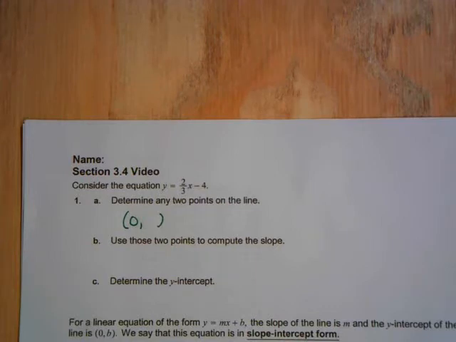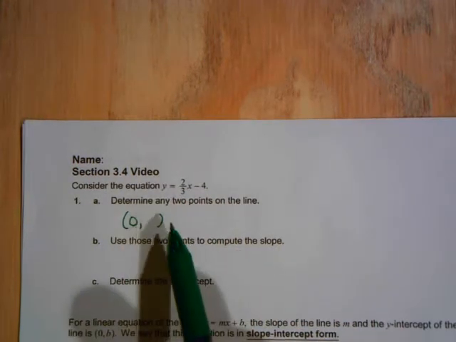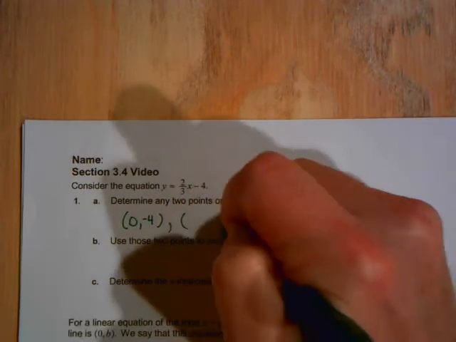To find the y-intercept, I plug 0 in for x. If I plug 0 in for x, I have 2/3 times 0, that's 0. And 0 minus 4 is minus 4. And I'll figure out one more point.